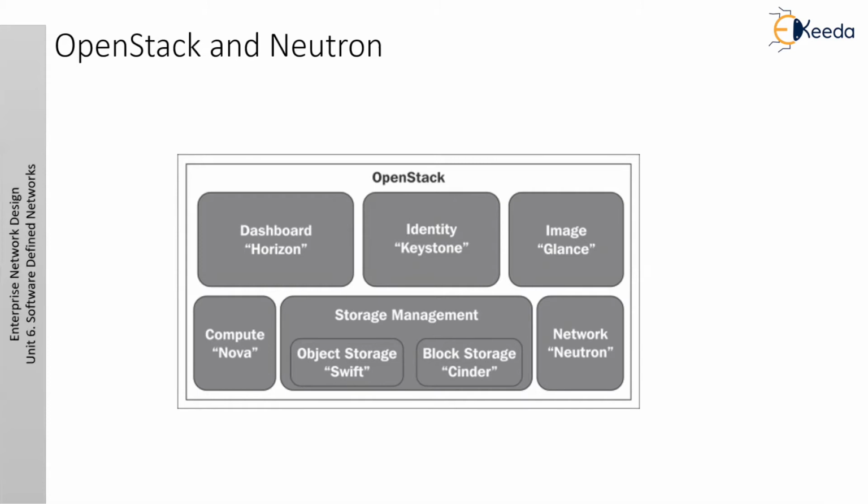So in this figure, you can see the dashboard. It is known as Horizon, identity is Keystone, and image is known as Glance. Compute is developed under Nova. Storage management is of two types, Swift and Cinder, and network is Neutron. OpenStack Compute, that is Nova, which is the main part of the IaaS system, is the Cloud Computing Fabric Controller.